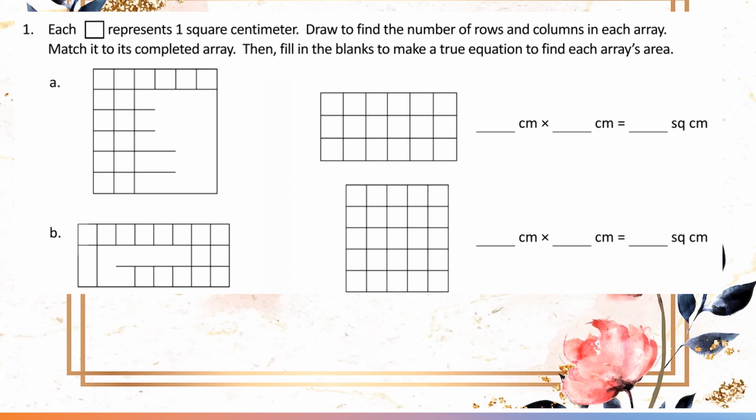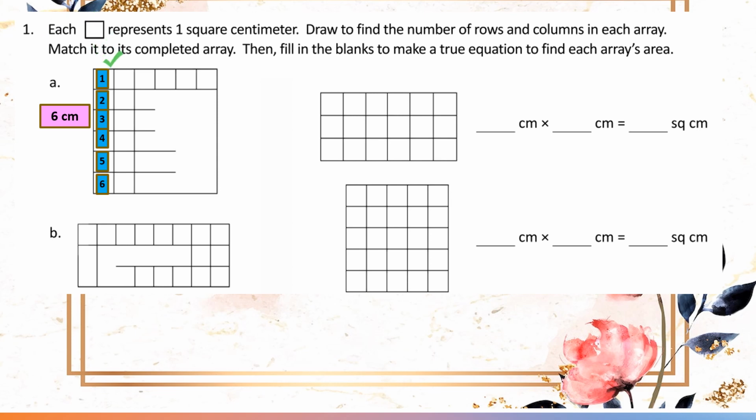Okay, so let's go ahead and start with A. Let's go ahead and label our length. So let's start counting these square centimeter cubes. 1, 2, 3, 4, 5, 6. So that means that our length is 6 centimeters.